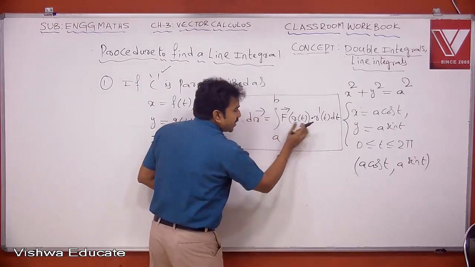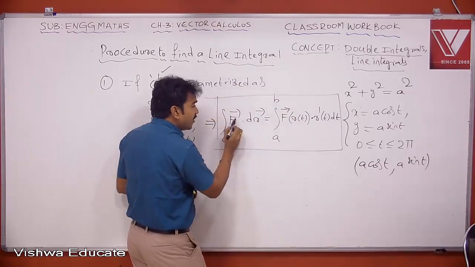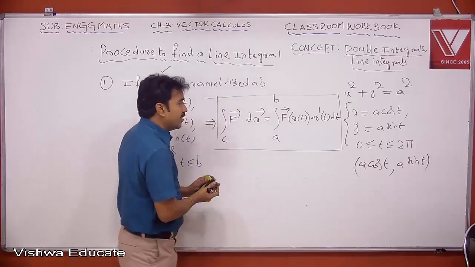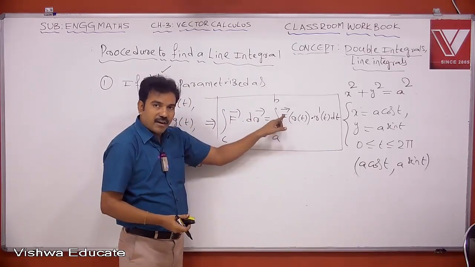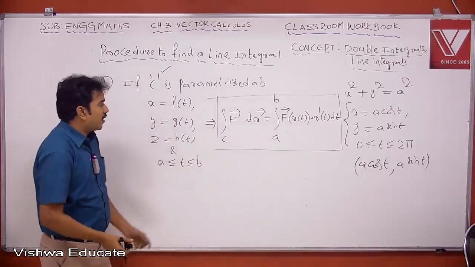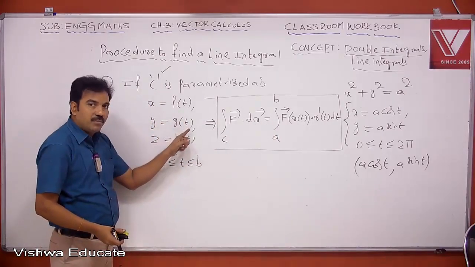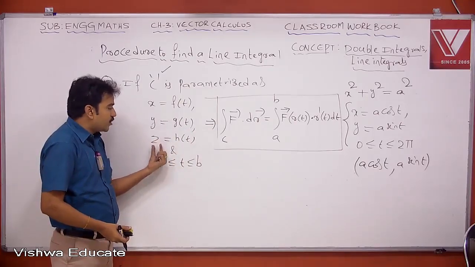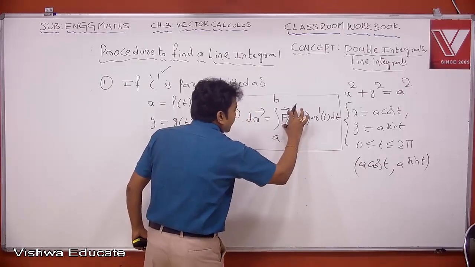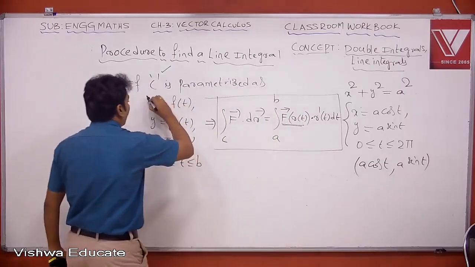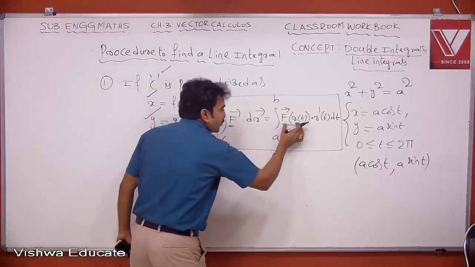Therefore, we will do integration with respect to t, of course with limits a to b. This f bar is f bar of r of t only. So what is f bar of r of t? In the vector f bar, wherever x occurs, replace it by f of t; wherever y occurs, replace it by g of t; wherever z occurs, replace it by h of t. So f bar of r of t is nothing but f bar with x equal to f of t, y equal to g of t, and z equal to h of t. It is the same f bar we are using here.